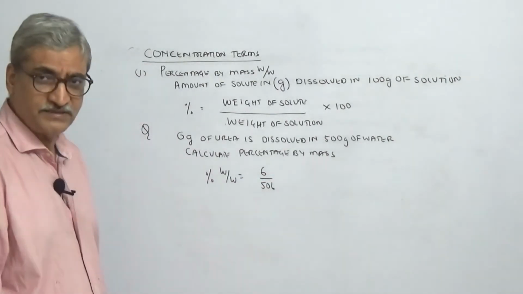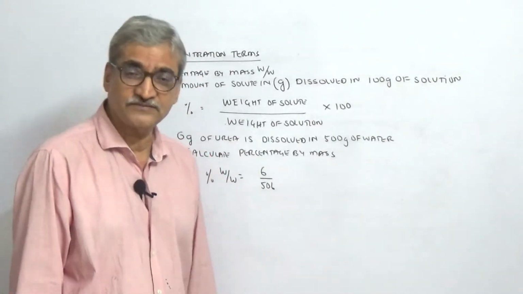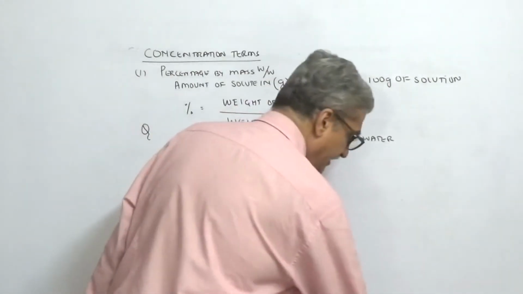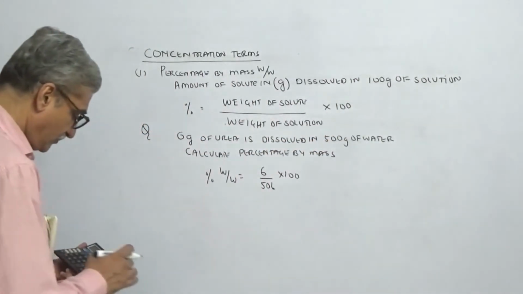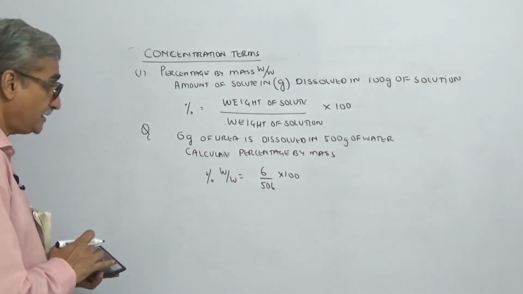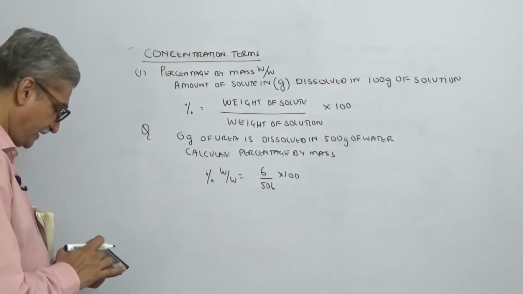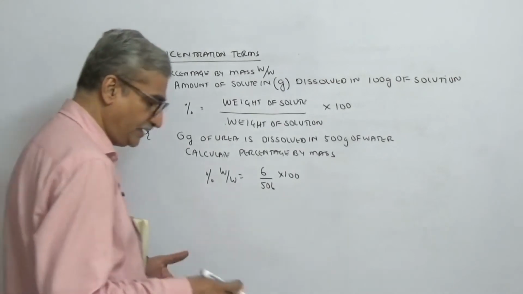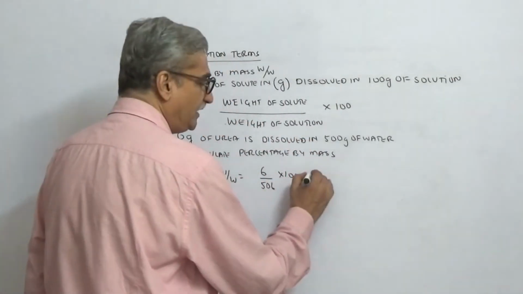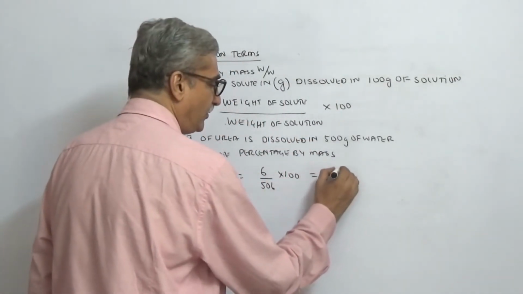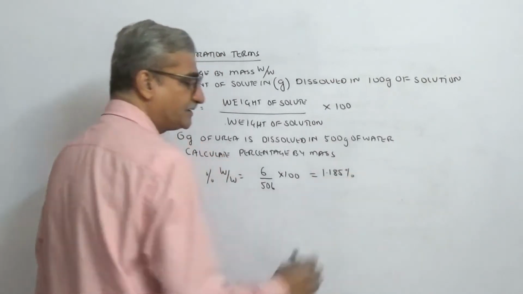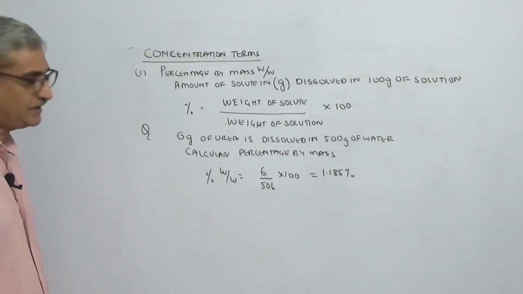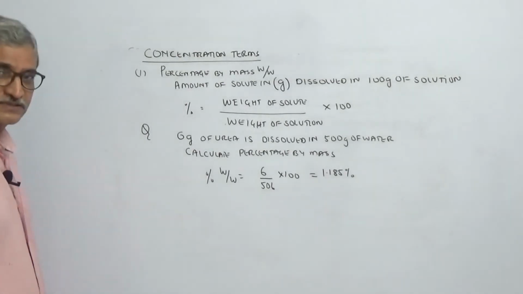500 was the mass of the solvent, 6 is the mass of solute, add both, into 100. So 600 divided by 506, what do we get? 600 divided by 506 will be equal to 1.185%. It will be 1.185%. Is this point clear? So this was the first concentration term.